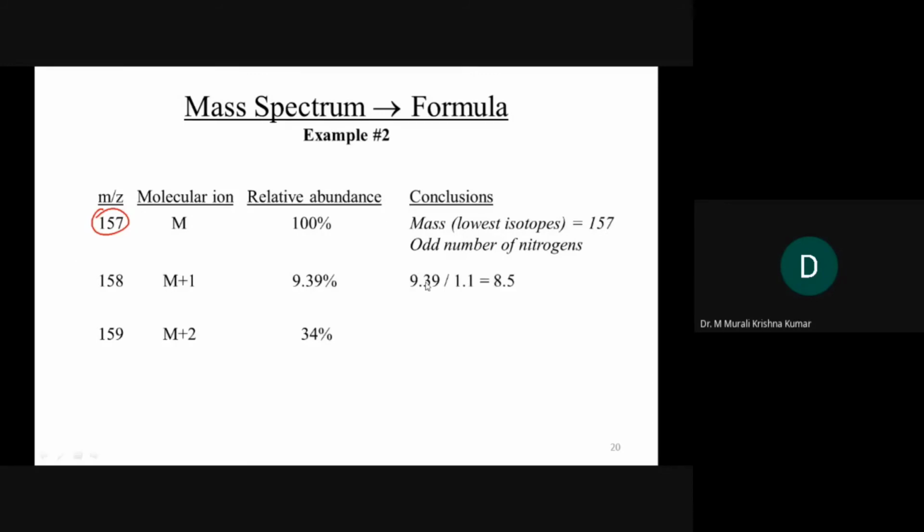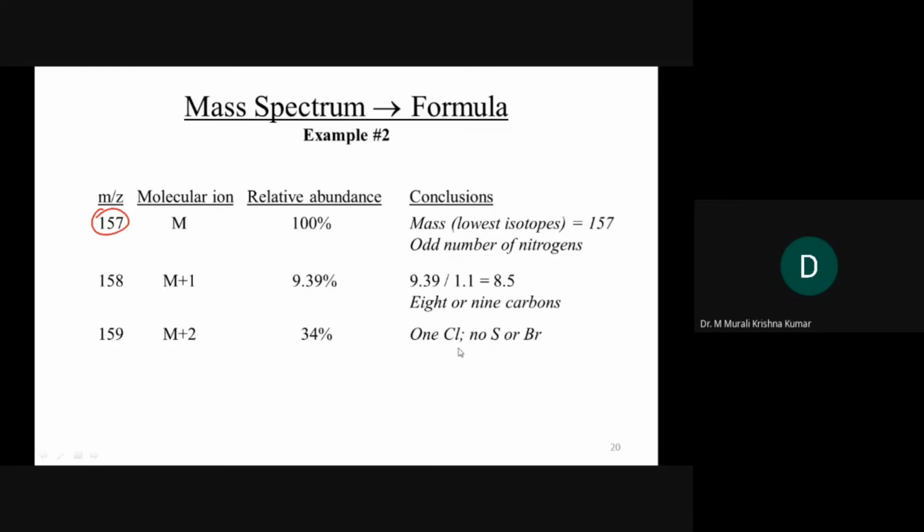The second one is 9.39 divided by 1.1. That is the formula I told you, right? M plus 1 relative abundance divided by 1.1 will give you the approximate number of carbons. So here we got 8.5. I told you that up to 0.33 we can consider the lower number. Meaning if it is 8.33, we would have considered it as 8 carbons. Now it is 8.33 to 8.7, so here we have to consider either 8 or 9 carbons. The next one is 34%.